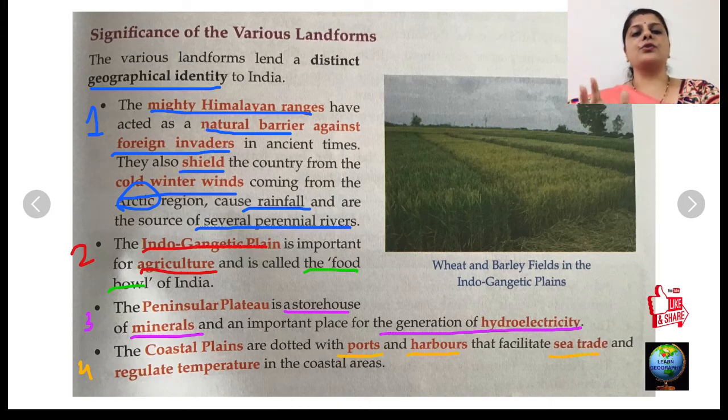Coastal plains also play a very important role in regulating temperatures in coastal areas. We know that the coastal regions have moderate temperature compared to the places which have extreme temperature, which are located in the interior part of the land.